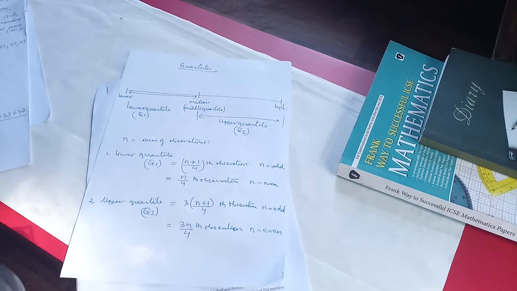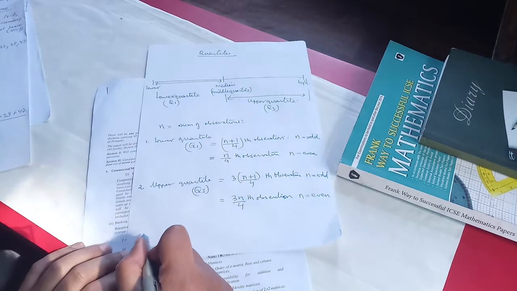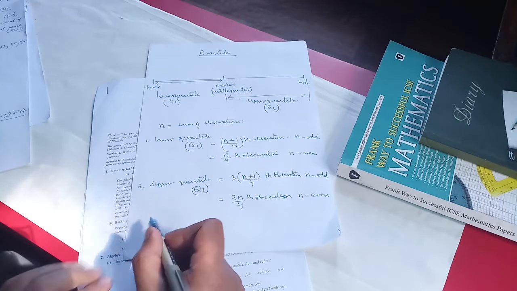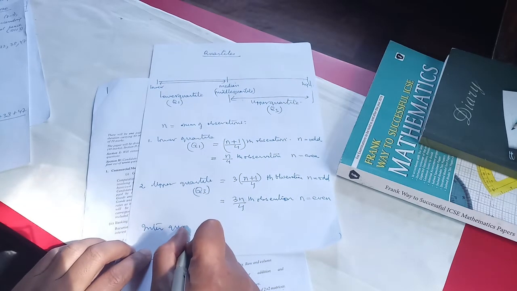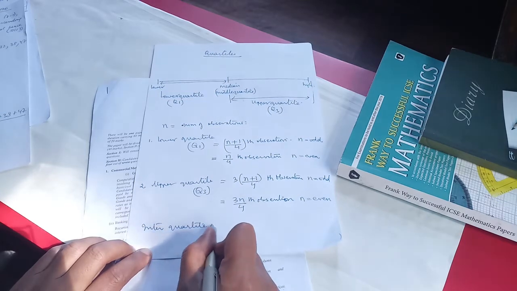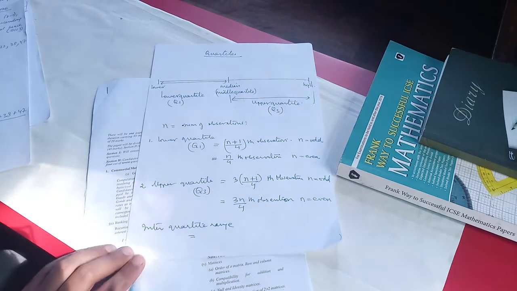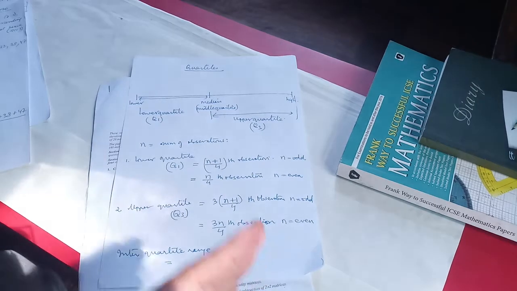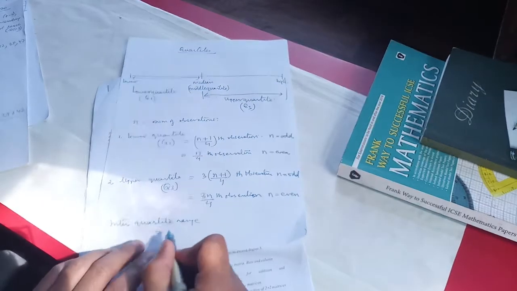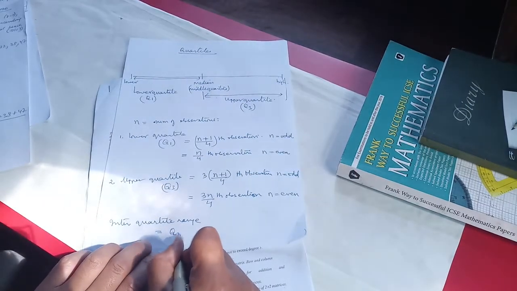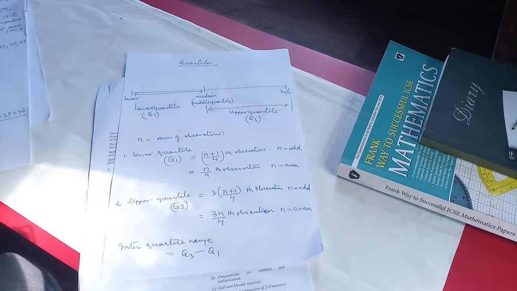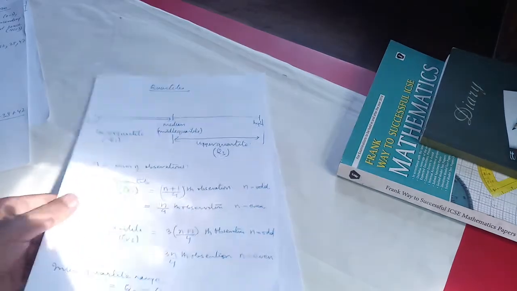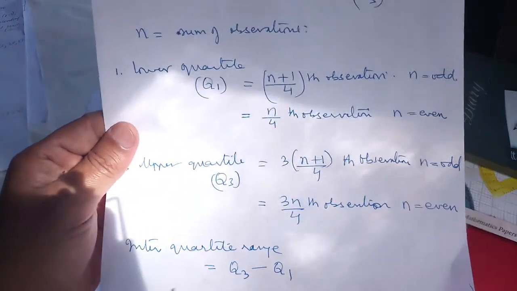Okay, so now there is one more formula which you have to remember, that is called interquartile range. This is very very simple. What is the range? Usually we find range between the highest and the lowest. So your interquartile range is Q3 minus Q1. That means upper quartile minus lower quartile. So please remember this formula. It is very very simple.